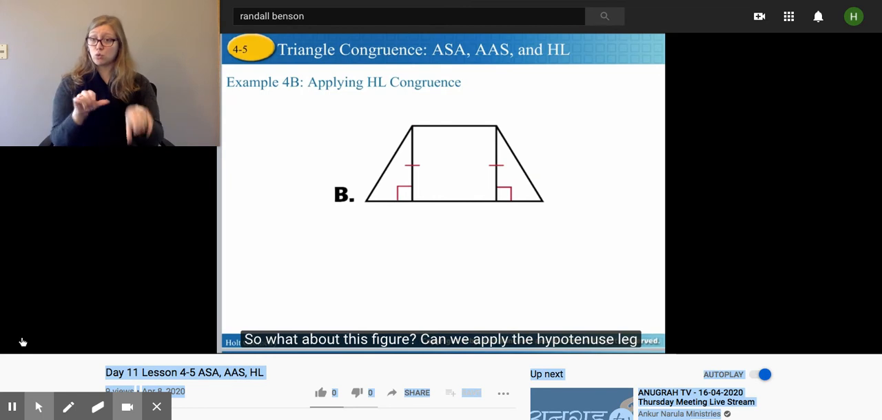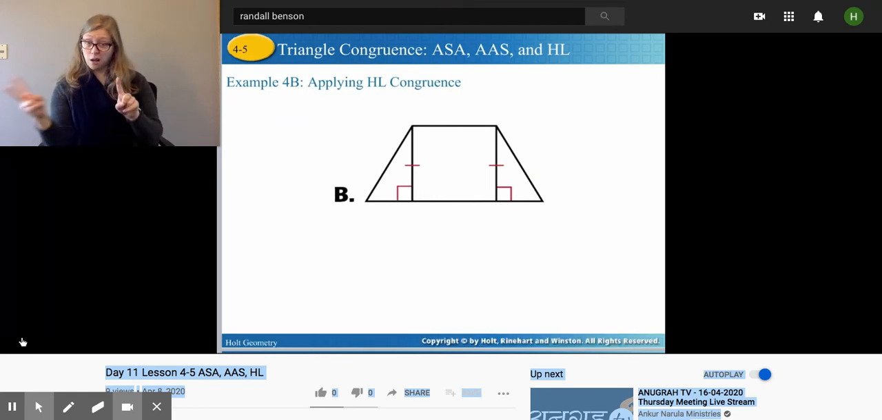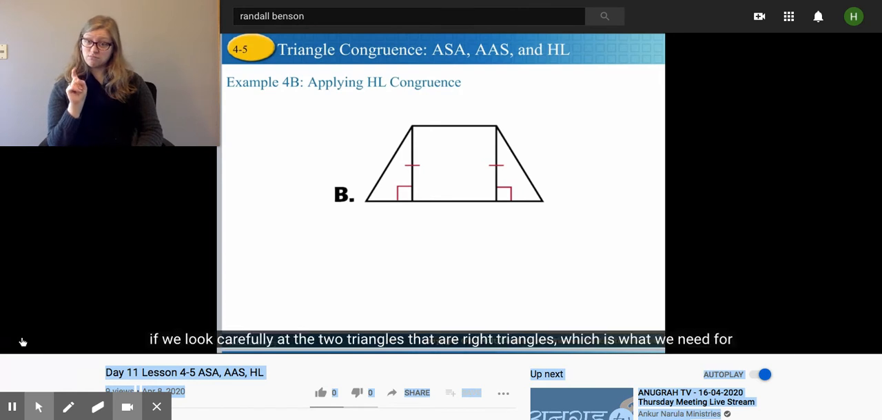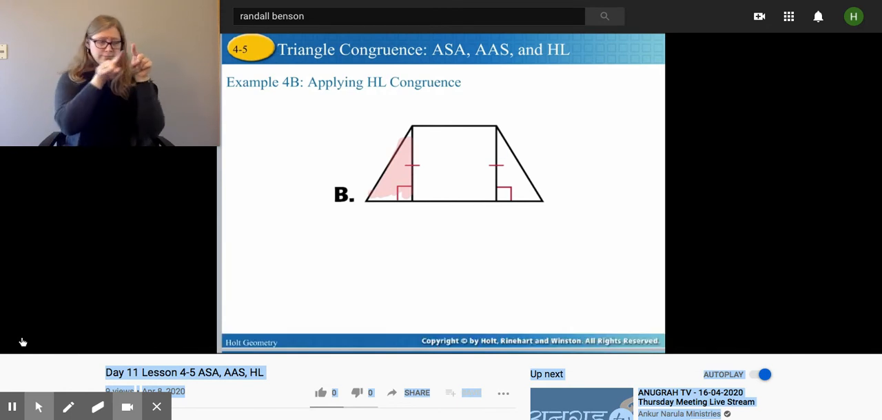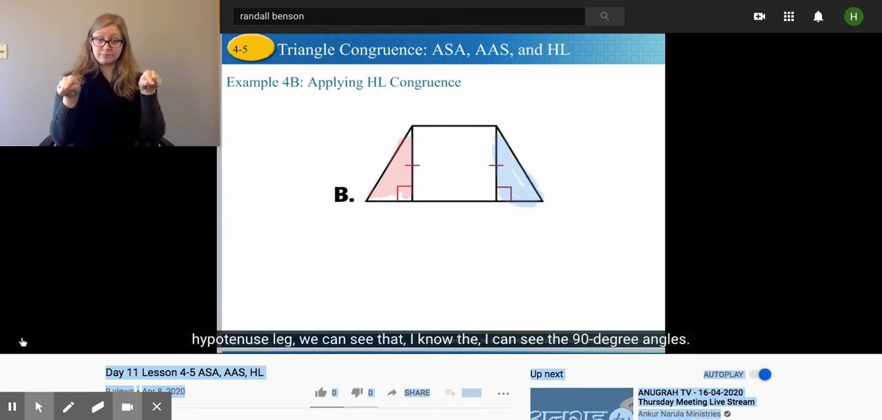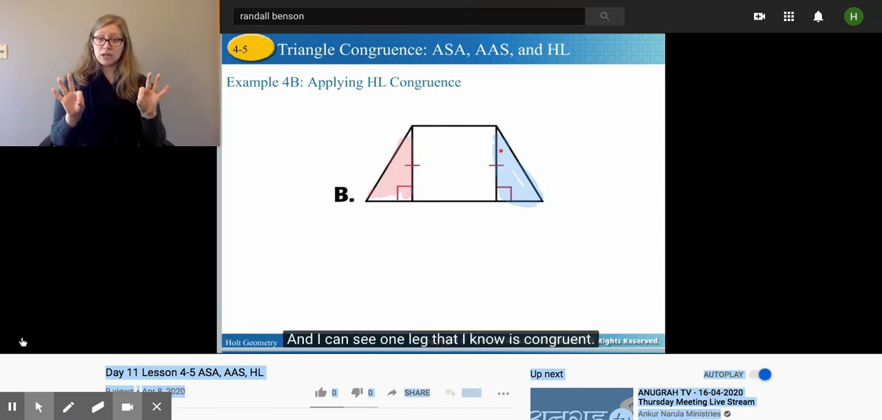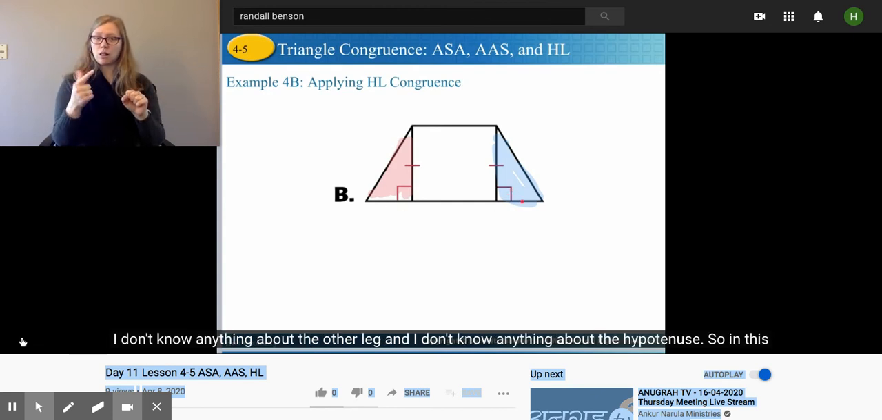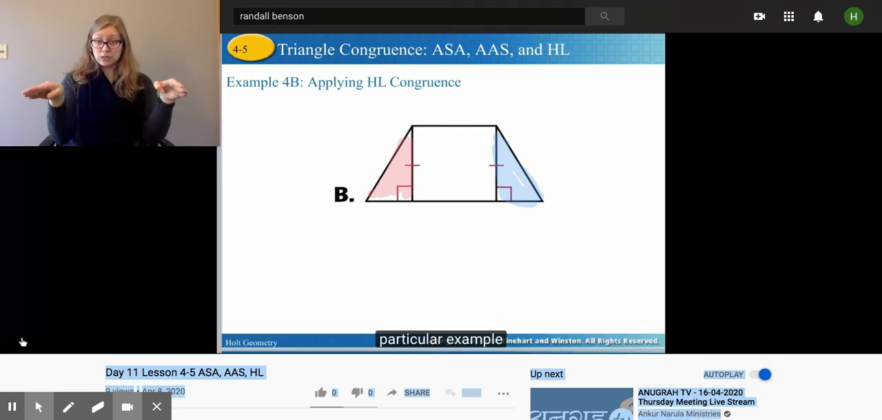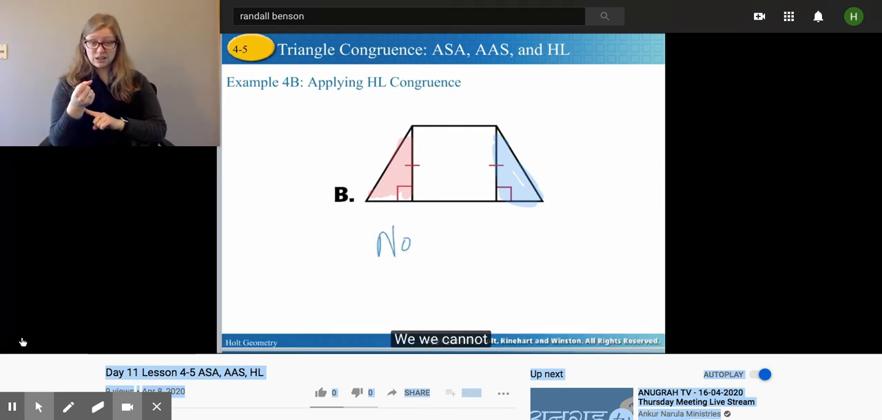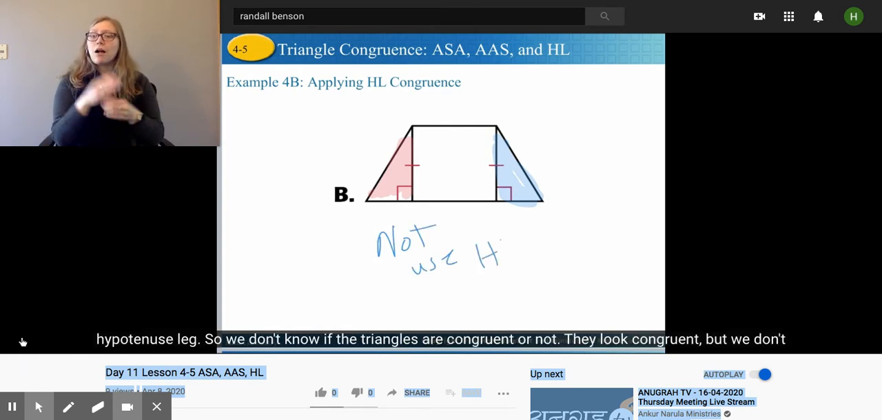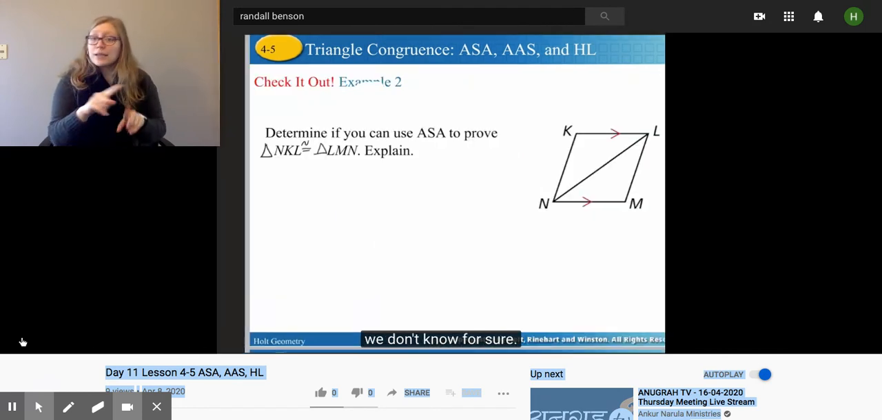So what about this figure? Can we apply the hypotenuse leg congruence? Well, if we look carefully at the two right triangles, which is what we need for hypotenuse leg, I can see the 90-degree angles, and I can see one leg that I know is congruent. I don't know anything about the other leg, and I don't know anything about the hypotenuse. So in this particular example, we cannot use hypotenuse leg. We don't know if the triangles are congruent or not. They look congruent, but we don't know for sure.